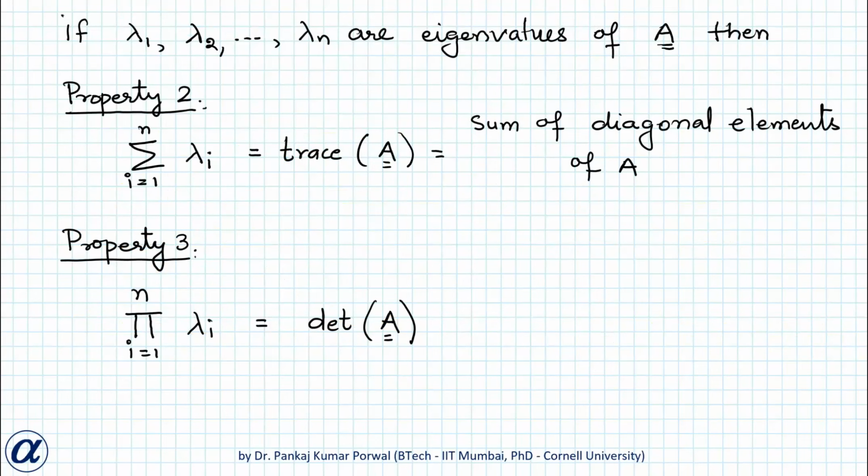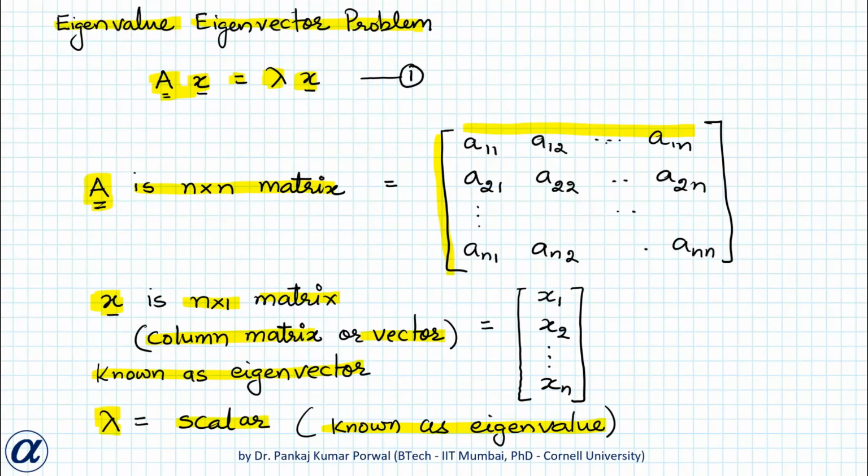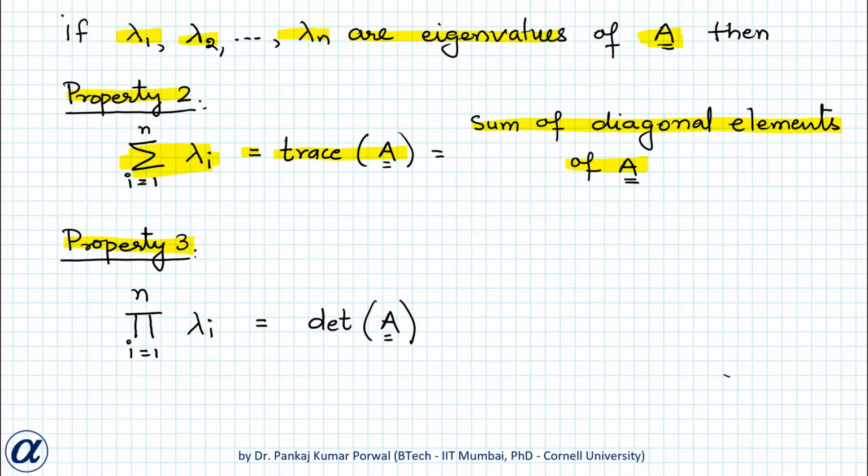Then the other two properties make use of all the eigenvalues of matrix A. So if lambda 1, lambda 2, ..., lambda n are all the eigenvalues of matrix A, then the second property says that the sum of all the eigenvalues is equal to the trace of matrix A, and the trace of matrix A is nothing but the sum of all the diagonal elements of the matrix A. So here the trace of matrix A will be the sum of all the diagonal elements, that is A11 plus A22 plus A33 plus ... plus Ann. And the third property says that the product of all the eigenvalues of the matrix A will be equal to the determinant of matrix A.